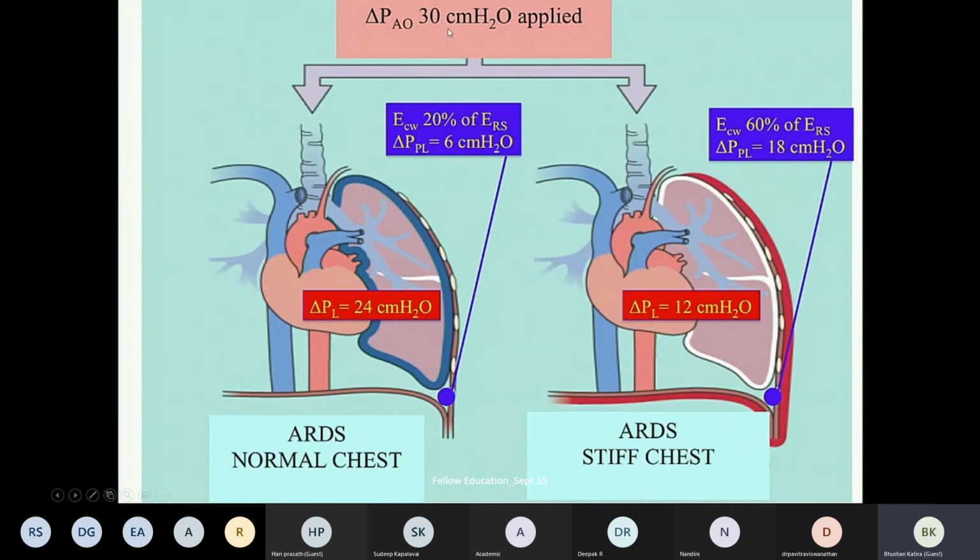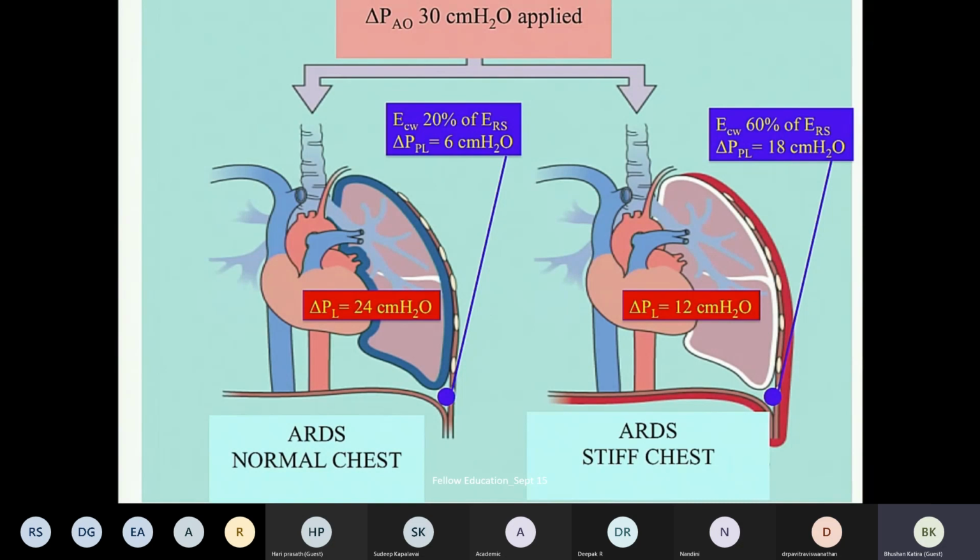So the 30 centimeters of water, when you apply a driving pressure in this lung, the component of the chest wall is only 20% of the respiratory system. This is all written in E, which is elastance. So 20% of the elastance of the respiratory system is from the chest wall. The reason he has chosen elastance, and actually elastance is mathematically easier, is because elastance of the respiratory system is equal to elastance of chest wall plus elastance of lung.